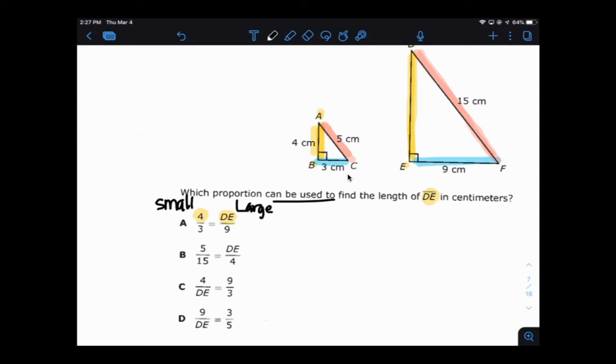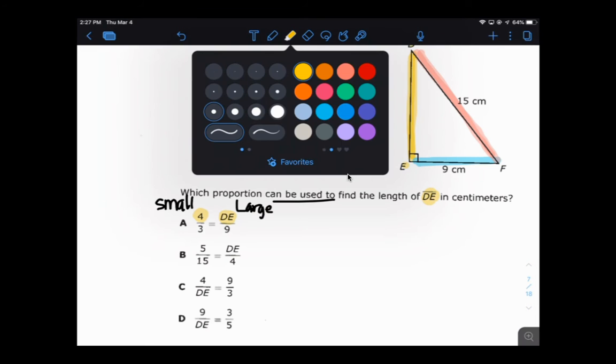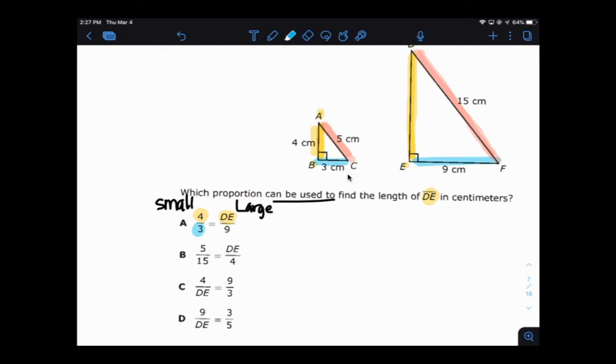Then we have 3. I'm gonna use the color 3, right? Is corresponding to 9. It looks like it's correct. They're lining up both dimensions on the small triangle on the left and both dimensions for the large triangle on the right. So, okay, that looks good. I'm gonna keep my eyes on this one for now, right? It looks like that's the correct answer, but let's verify for sure.